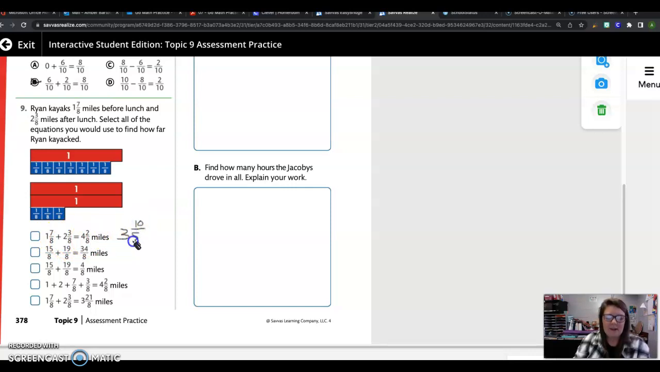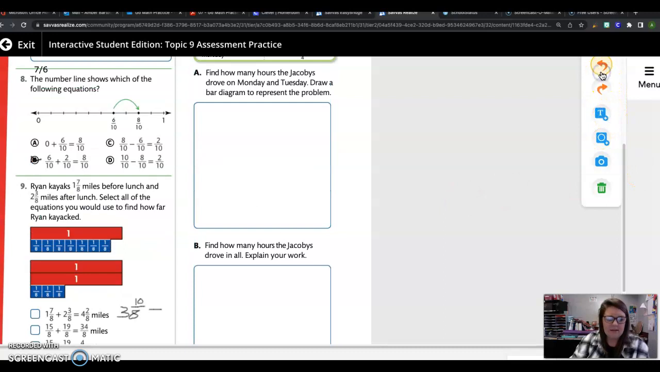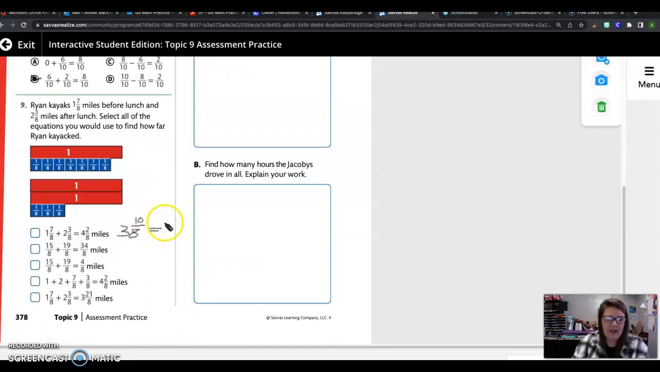I noticed something about that fraction right there. What do we notice? It's an improper fraction, right? 10/8 is an improper fraction. So we would have to rewrite 10/8. If we rewrite that, we're looking at 3 plus 1 2/8. What is 3 plus 1 2/8? 4 2/8, right? So that could be an option.